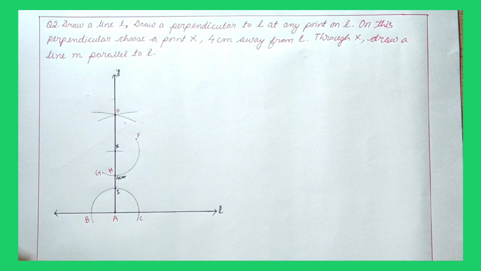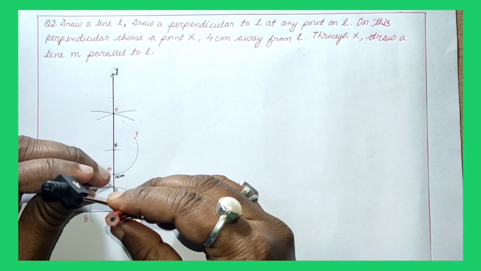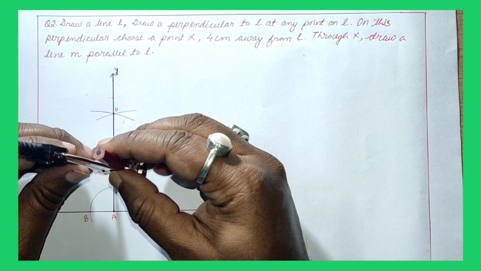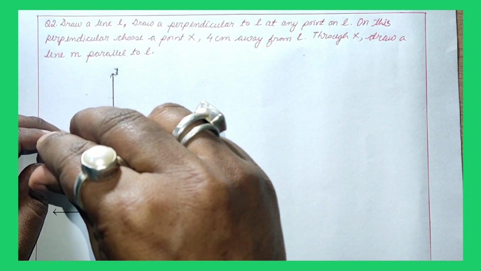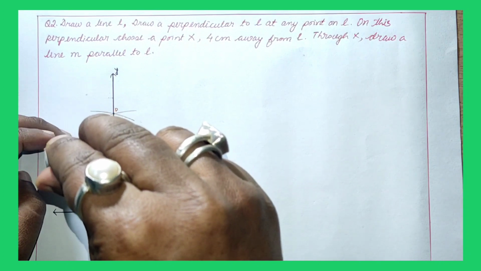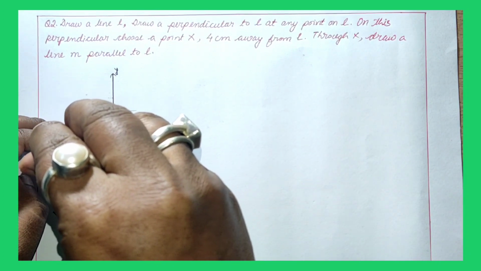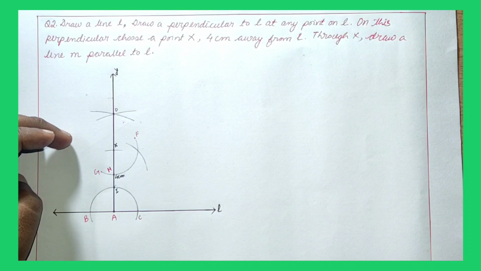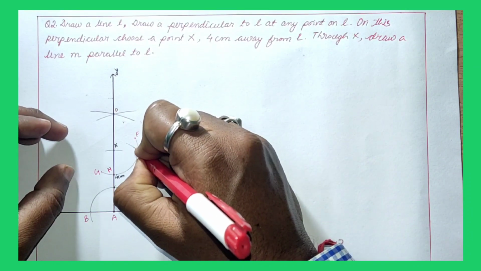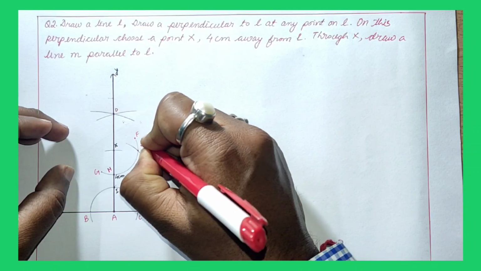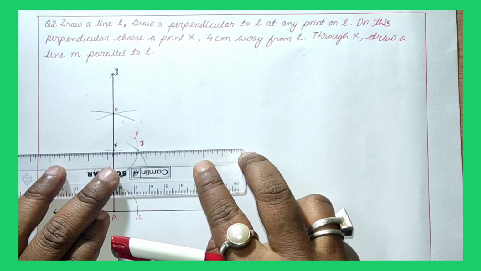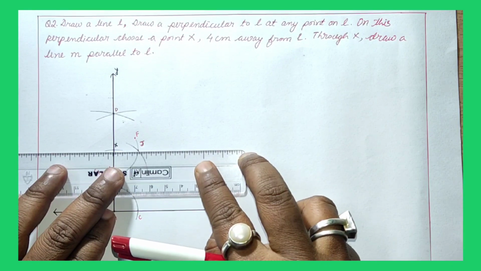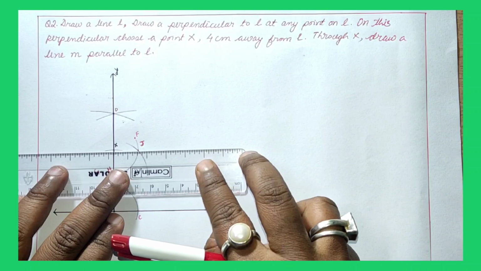Okay, so from the point H and radius equal to IC, I will draw an arc which is cutting the previous arc at another point, and say this point's name I am giving as J. Okay, now I have to join this XJ and extend it on both sides.